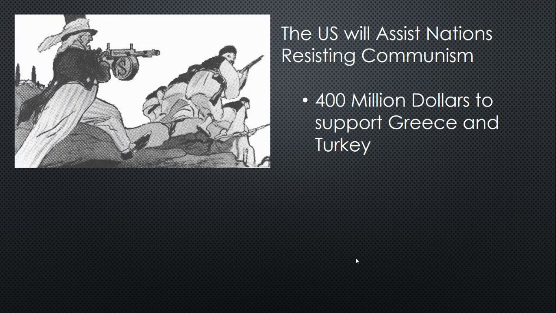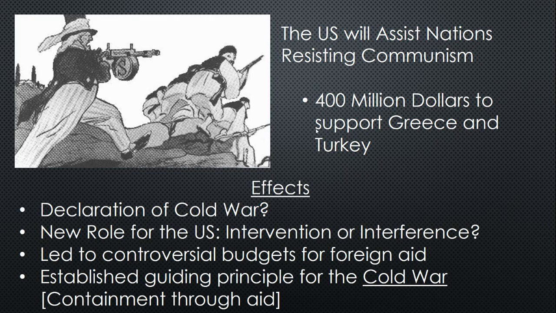So what is this really going to look like? The United States is now going to assist nations that are resisting communism or are threatened with some sort of communist takeover. At this point, the United States is going to rely on economic aid. So $400 million, which was a lot of money in 1947. It's a lot of money today, but it was a lot of money in 1947 for the United States to give to other countries for these reasons. And so the goal of this is to bring more economic and political stability and also to minimize the appeal of communism.